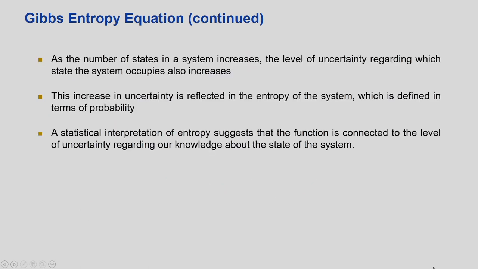So what have we learned from this Gibbs entropy equation? As the number of states in a system increases, the level of uncertainty regarding which state the system occupies also increases. This increase in uncertainty is reflected in the entropy of the system, which is defined in terms of probability. A statistical interpretation of entropy suggests that the function is connected to the level of uncertainty regarding our knowledge about the state of the system. So these are the important three conclusions from the Gibbs entropy equation when defined in terms of probability. The more the number of possible states, the more the entropy. The fewer the number of states, the lesser the entropy, because the probability will be higher.